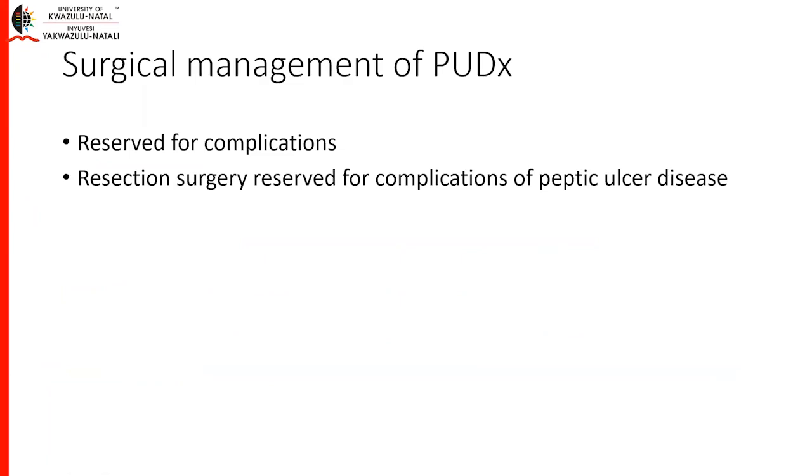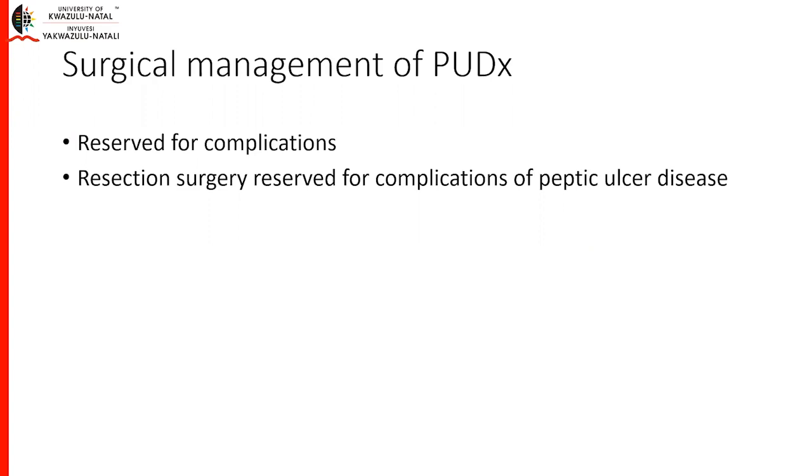Okay, moving on to the surgical management of peptic ulcer disease. As I mentioned earlier, this is reserved for complications of peptic ulcer disease. Also, with the advent of advanced endoscopic therapy, a lot of treatment can now be done endoscopically through a scope that is passed orally without the need for a surgeon to enter the peritoneal cavity. And please bear in mind that resection surgery nowadays is reserved for complications of peptic ulcer disease.